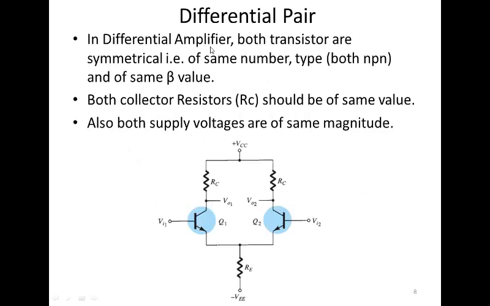In a differential amplifier, both transistors are symmetrical, that is, of the same type, both NPN, and of the same beta value. So these two transistors are identical, they have the same beta values and they are symmetrical. Similarly, these two resistors should be of the same value, and these two power supplies should be of the same magnitude.